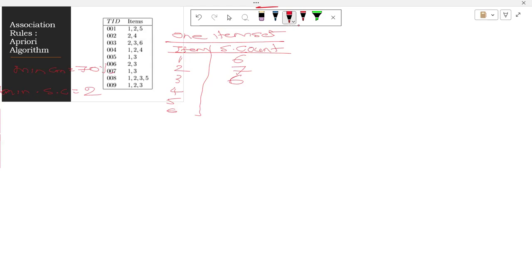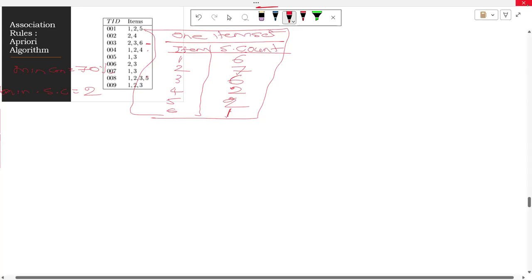Item 4: 1, 2, so 2 customers, right? Item 5: 1, 2, 2 customers, right? Item 6: only 1 customer, right? So this is the first table. I need to calculate all the one item sets and find the support count of each item. Now, the next table you need to generate.